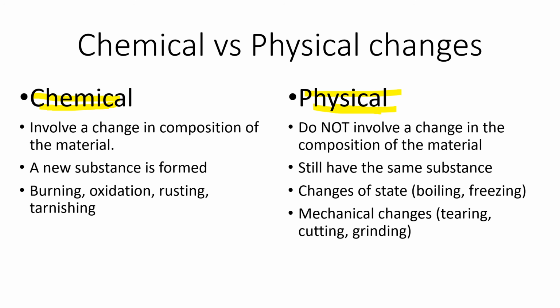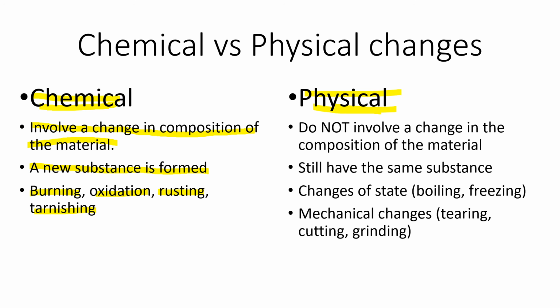And the key thing is the composition changing. A chemical change is going to involve a change in the composition of that material. A new substance is being formed. There's truly a change in composition. And some chemical changes that you're familiar with: burning, oxidation, rusting, tarnishing. You're familiar with these.